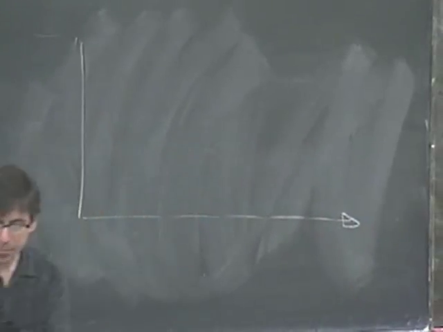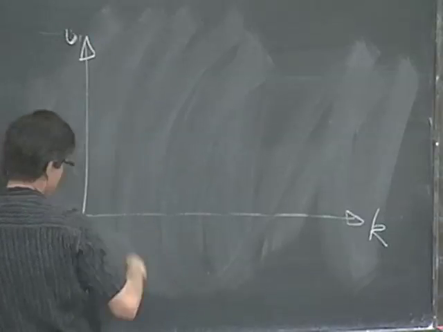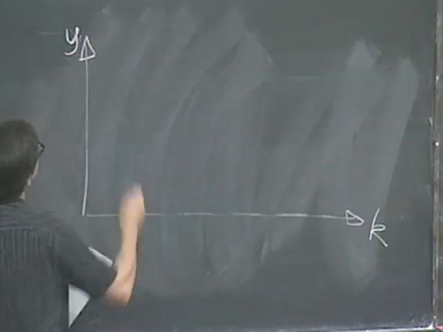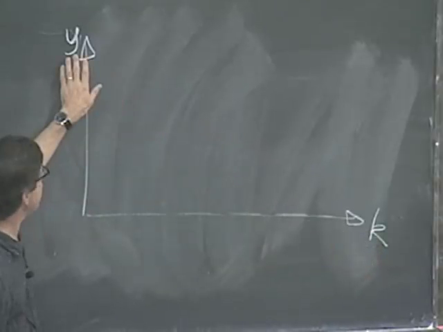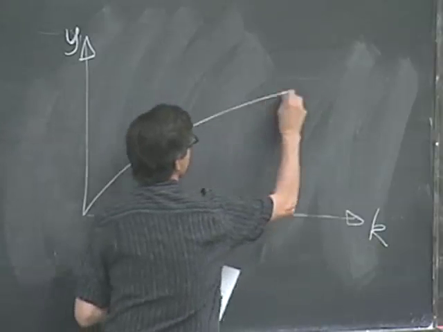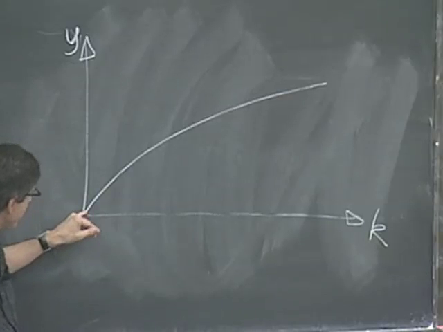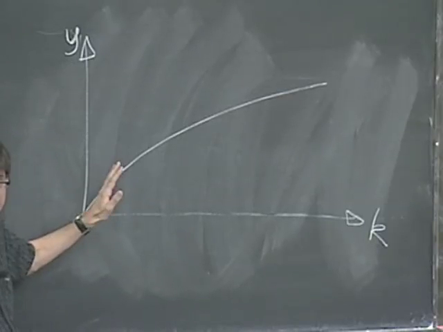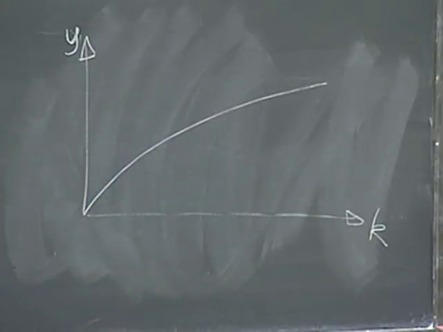Let's just do a diagram where we put the capital stock and then we put income per person. So this is the capital per person, physical capital, and this is income per person. And remember, there's always going to be this relationship that goes up like this, where initially as you add capital, output rises very fast, but as you keep adding capital, output rises by smaller and smaller amounts.